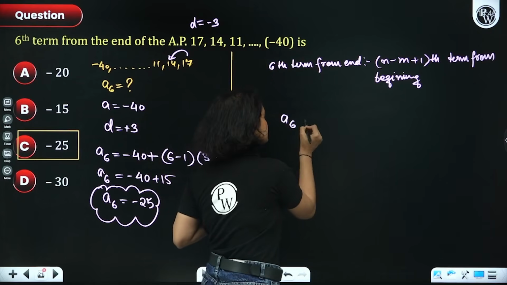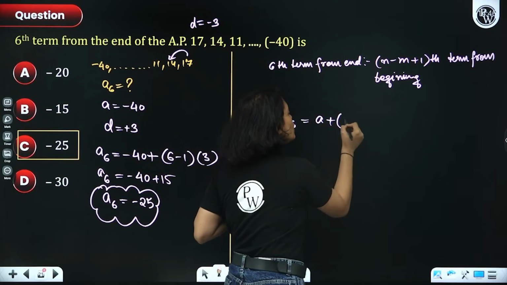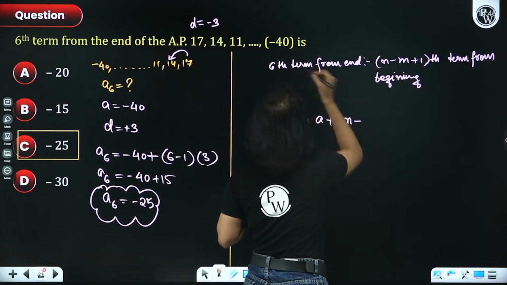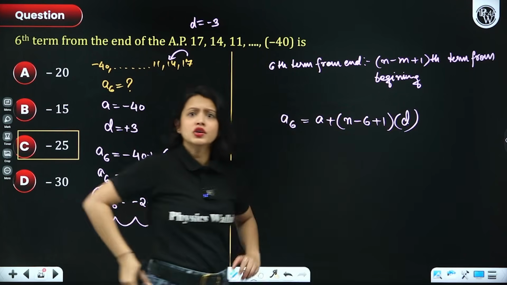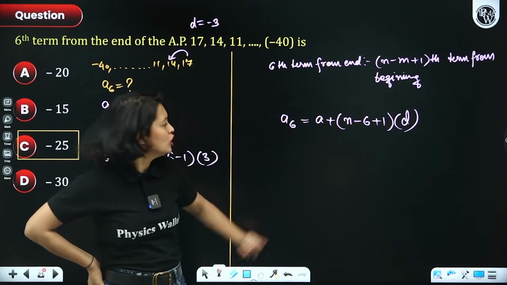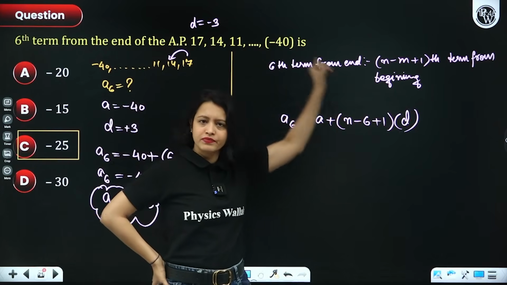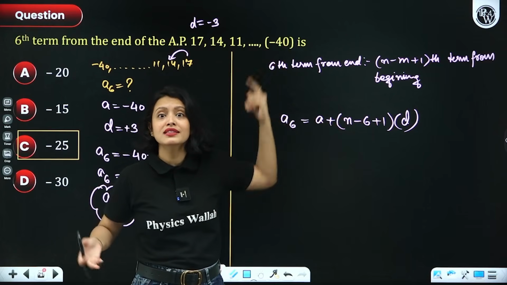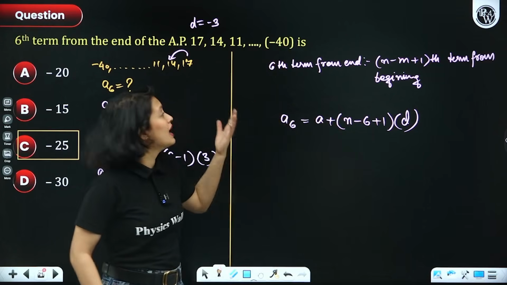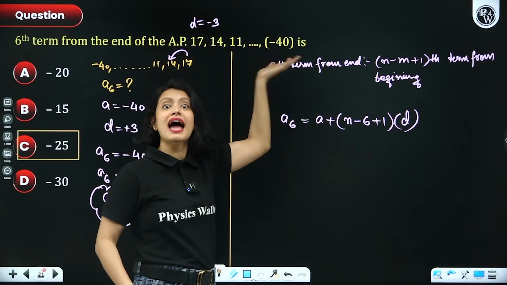To figure out A6, you need to know the value of n. Right or not? You have the value of A, you have the value of D very easily. But you don't have the value of n. n is the total number of terms in the AP. So for this, what will you have to do? You'll have to figure out n.